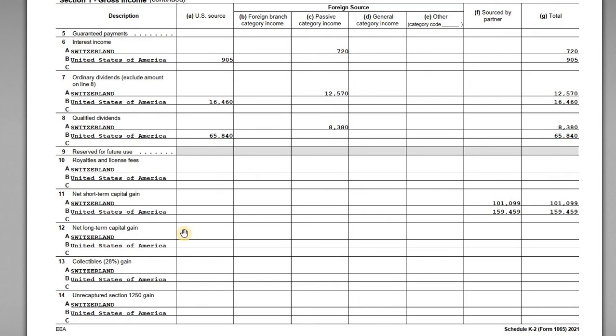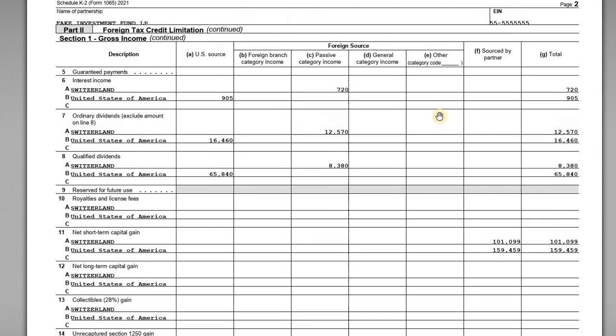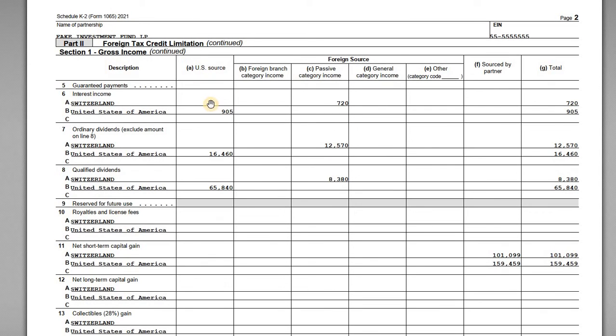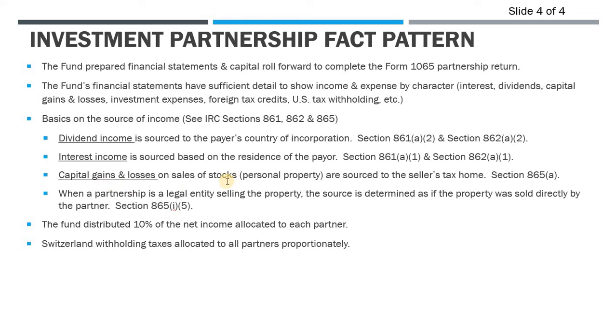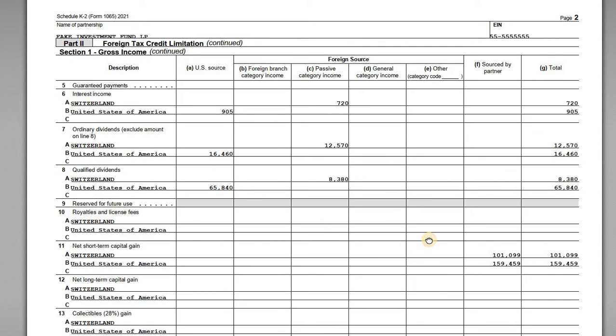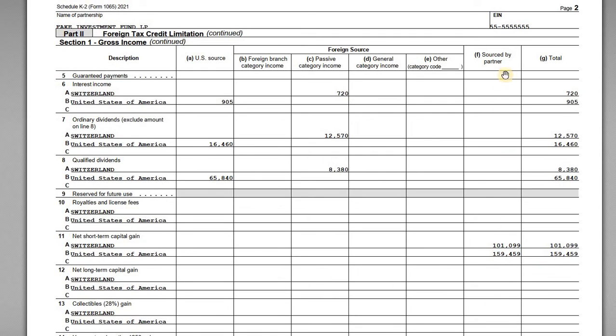Okay, so this is where it gets kind of fun, and there's a change. We're preparing this with the 2021 version and the 2021 instructions. There has been a change in reporting for these line items. Now you remember what I said on the slides. When we were going through the slides, I was talking about sourcing, right? So capital gains and losses on the sale of stocks, personal property, are sourced at the partner level, right? So the seller's tax home, when we have a partnership, you're looking at the partner to source the income, right? So under 865A.